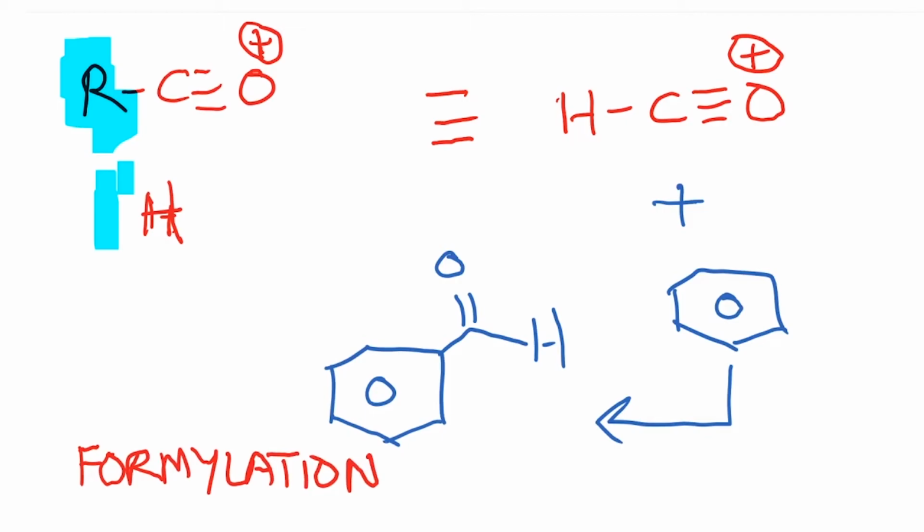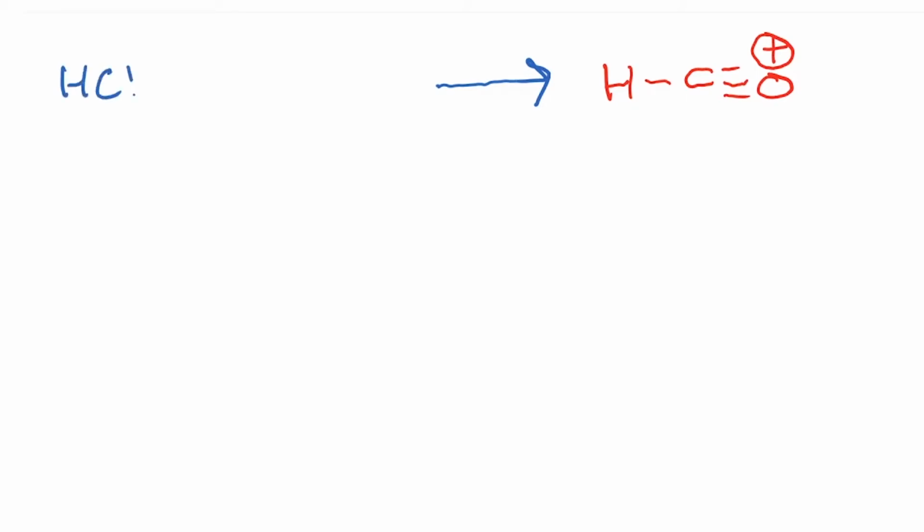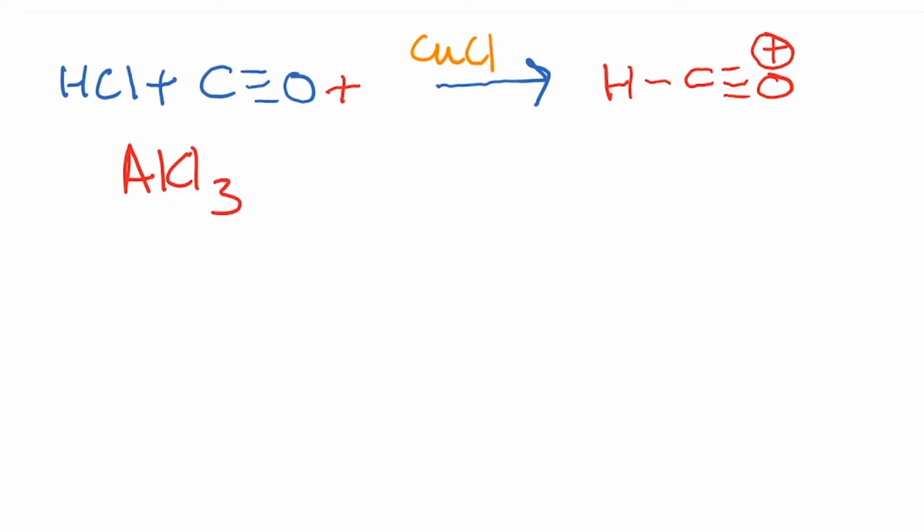And this formylation reaction can actually be carried out under some conditions. The conditions are as follows. We need to generate HC triple bond O plus, and this can be done by the reaction of HCl plus carbon monoxide, I think many of you know carbon monoxide, plus a Lewis acid, which is AlCl3, and you also need CuCl. This is usually a reversible reaction. So you will get HC triple bond O plus and AlCl4 minus, which is a familiar reagent for us now.